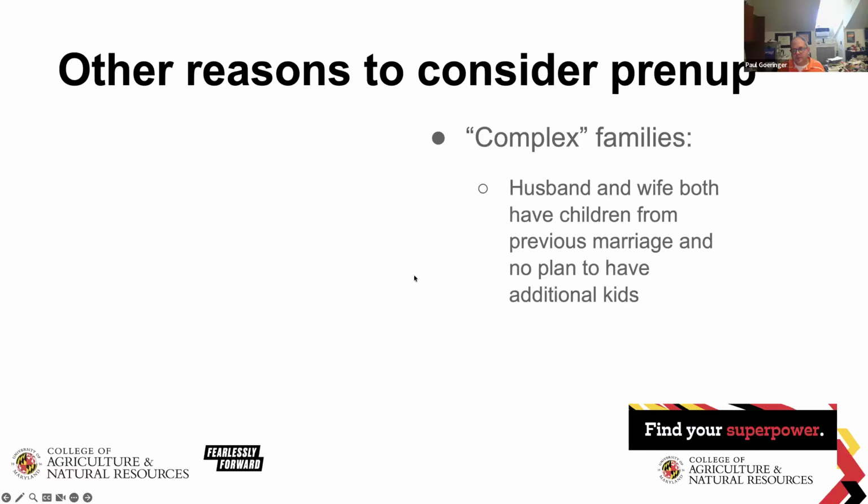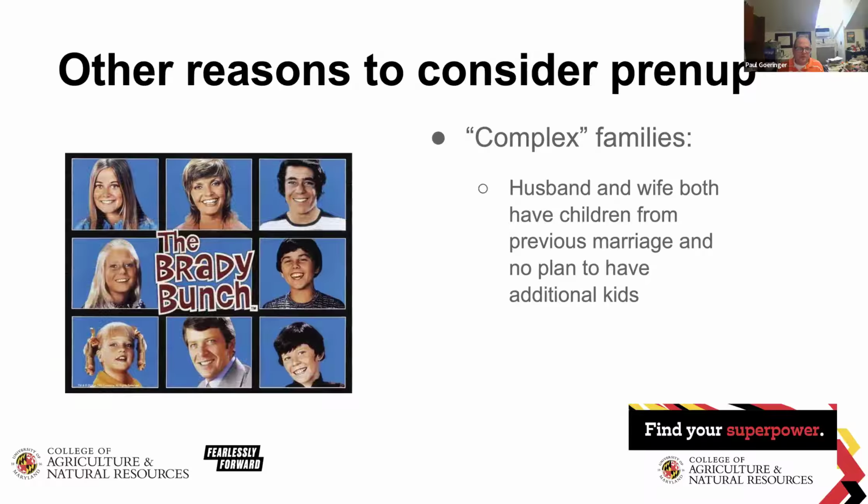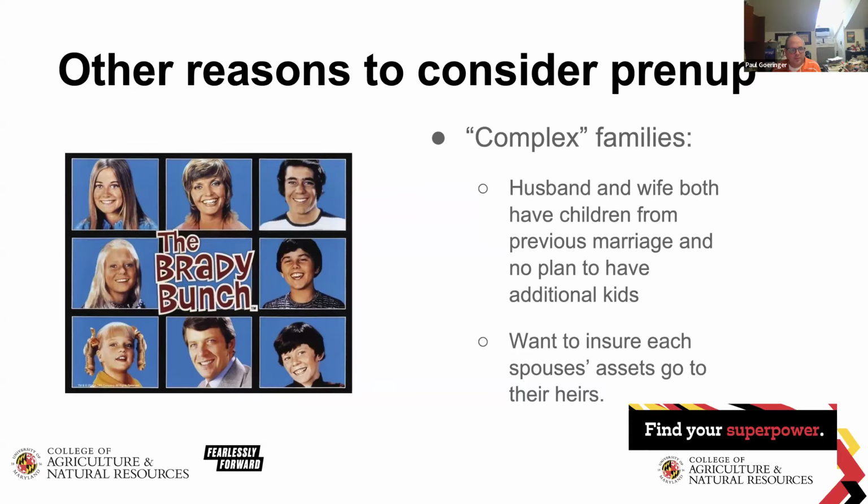They have no plans to have additional children. What have I just described to you? I've described the Brady Bunch to you. We really want to have a prenup in that situation to make sure property goes to the right families. And typically, the way this will be set up, the document will be pretty simple. Anything that either spouse brought in before the marriage remains their property, and anything developed during the course of the marriage goes to all the children equally.